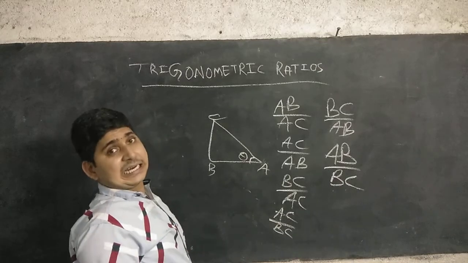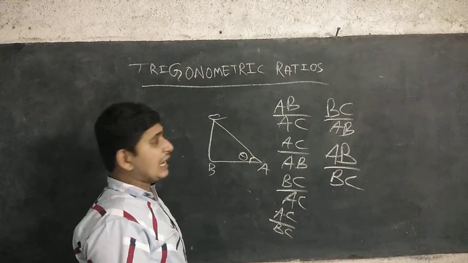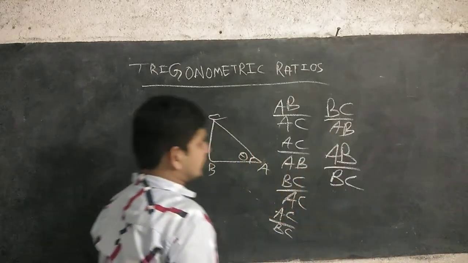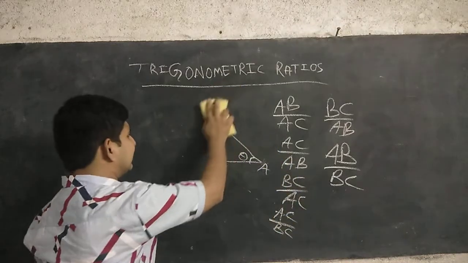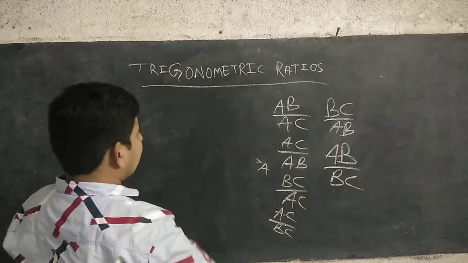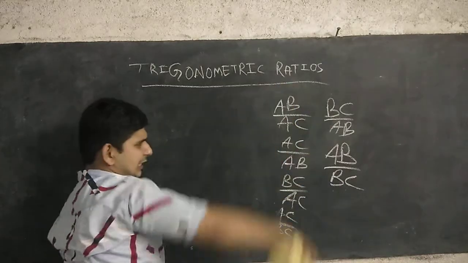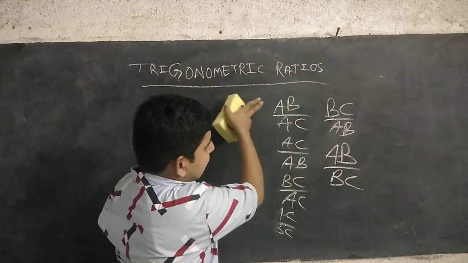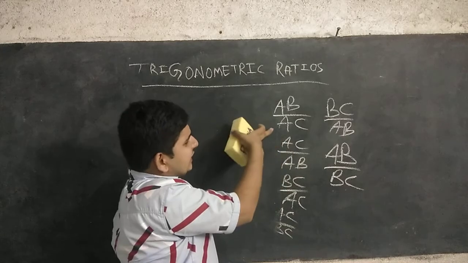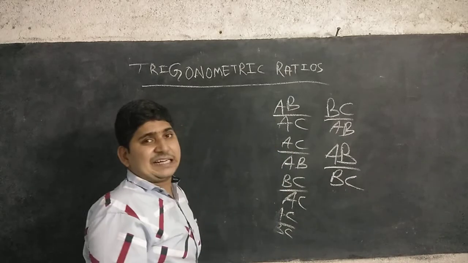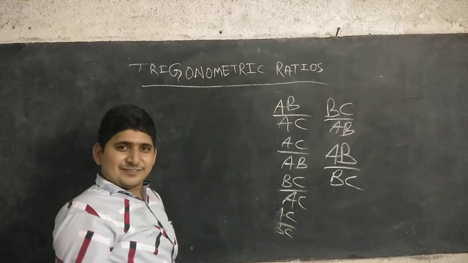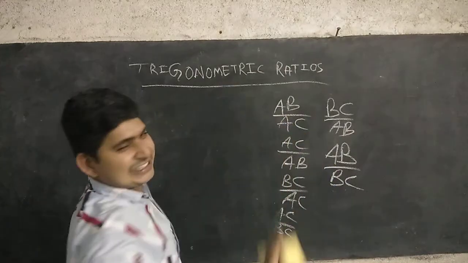That can be any angle, theta 1 or theta 2. Now the 6 trigonometric ratios are defined as follows. These are 6 different types of ratios, and for these 6 different types of ratios we are giving 6 different names. Those are nothing but the trigonometric ratios.